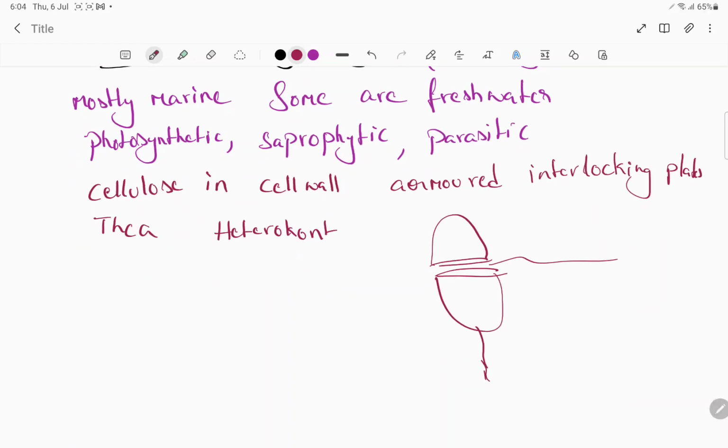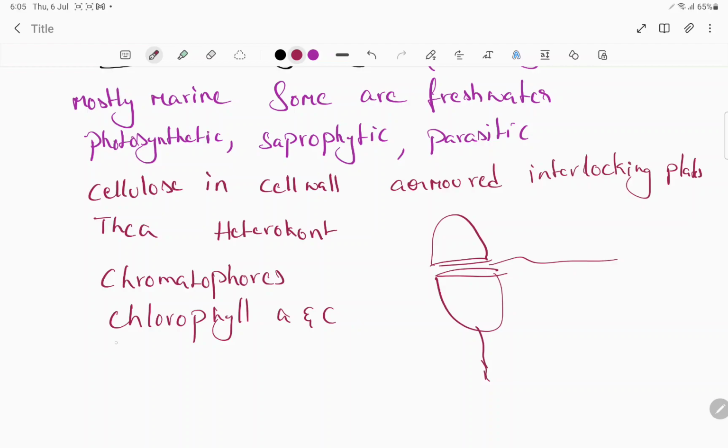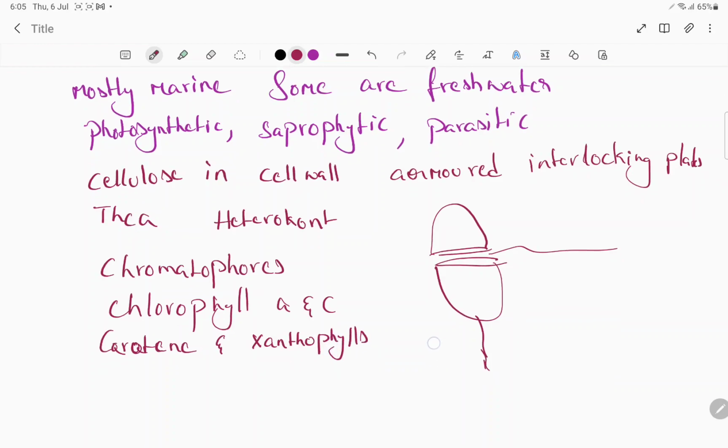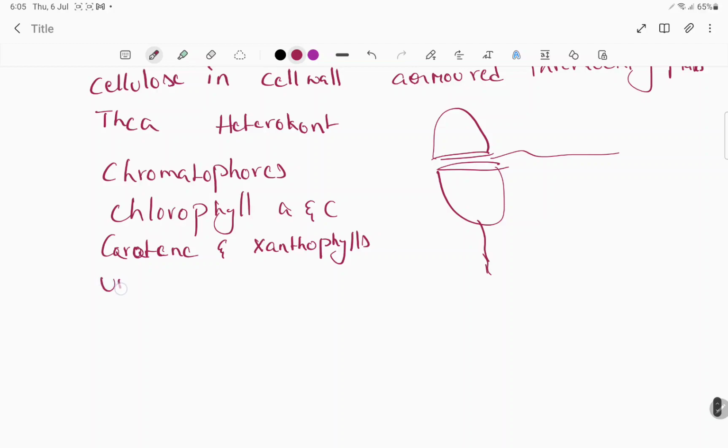The cytoplasm has green, yellow, brown, blue, red pigments containing plastids called chromatophores. Chlorophyll A and C is present, along with carotenes and xanthophylls. So they are all uninucleate. Sexual reproduction is rare and occurs by conjugation.